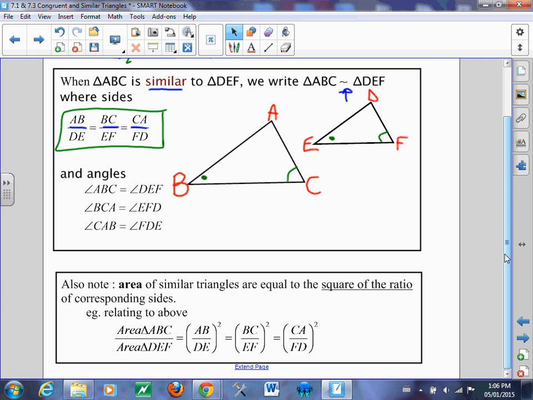This is just an interesting fact. We won't be worrying about that, but that's kind of cool. This is a cool fact: the areas of similar triangles are equal to the square of the ratio of their corresponding sides. You may like that if you're into engineering and design. That's a cool thing to remember. All right, so let's do some work with trying to find out some of these triangles.